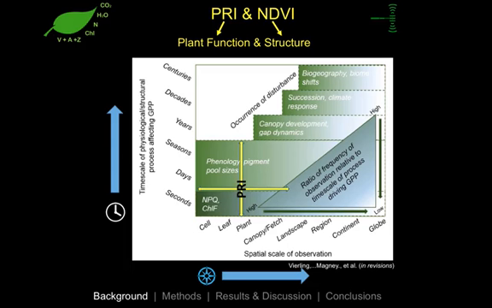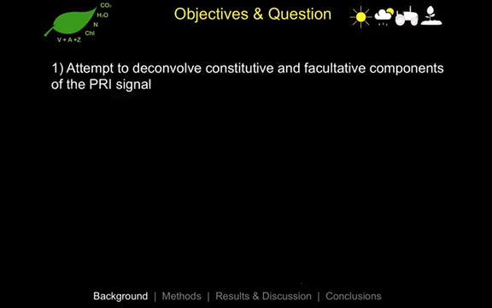So the PRI has traditionally been used as a measurement to get at changes that are happening at these finer time steps, at these smaller time scales or spatial scales, whereas NDVI has been used globally, but also at the leaf scale, and looking at changes throughout days to years in plant development.